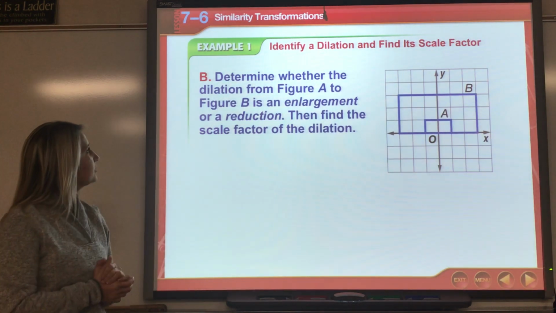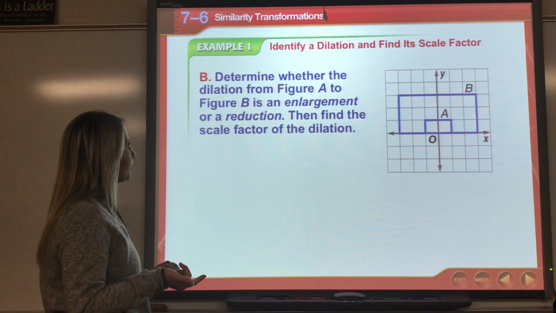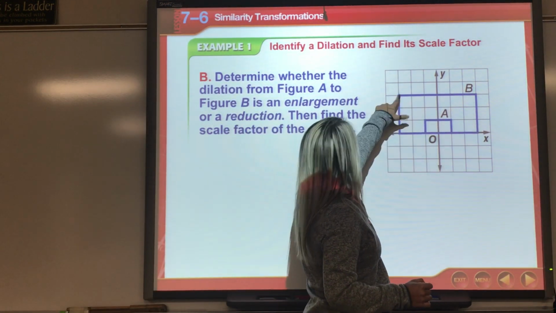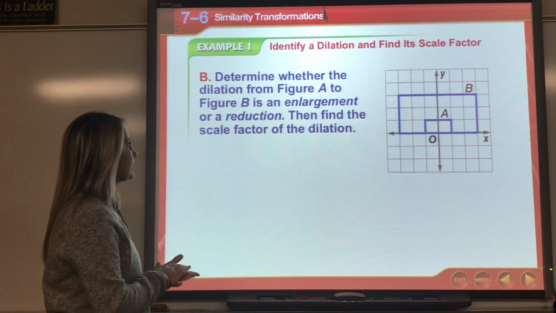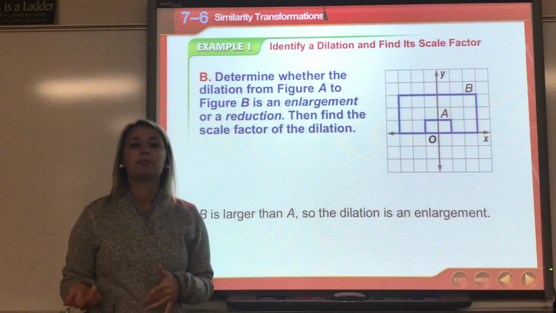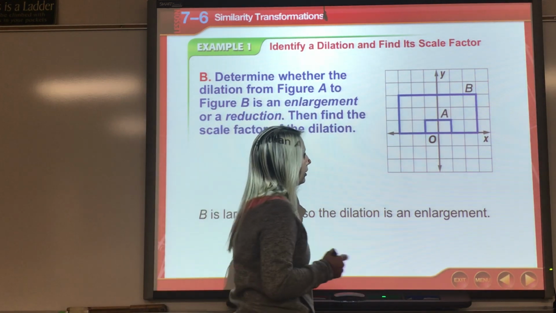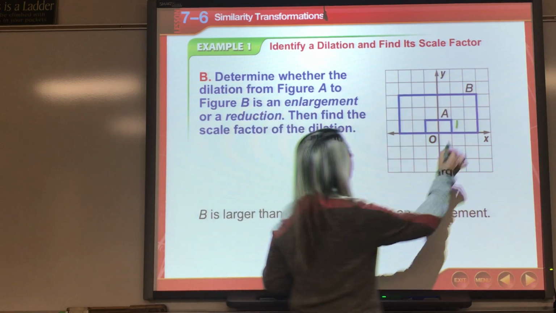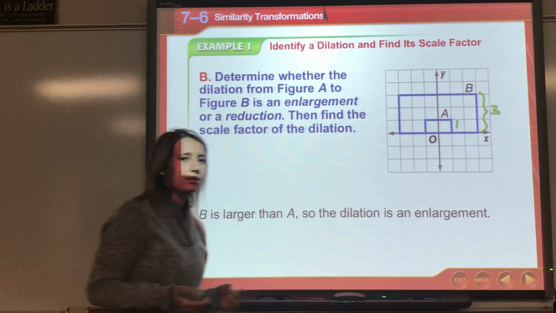Okay, so now we have to determine whether the dilation from figure A to figure B is an enlargement or a reduction. Let's do that first. So from A to B, looks like we're getting much bigger, so we're going to say that that's an enlargement. Now we have to find the scale factor of the dilation. Let's just do the same thing that we did in the last one. For A, we have this 1 as our side length, and for B, our side length is 3.